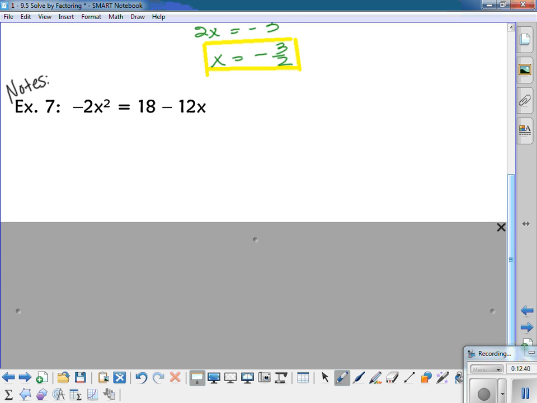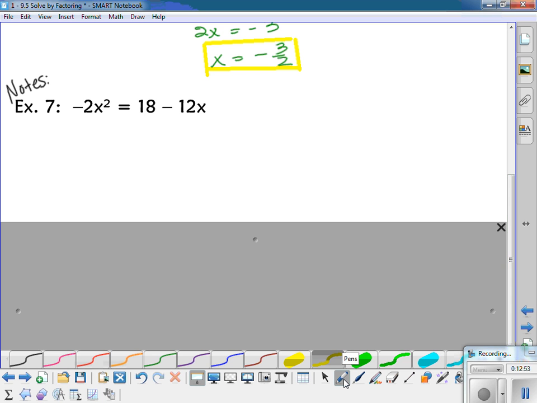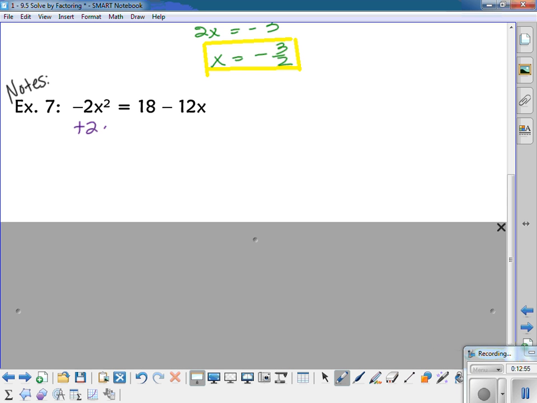All right, this one is also for your notes. -2x squared equals 18 minus 12x. Okay, so I don't like it when my leading term is negative. So what I'm going to do is go ahead and add 2x squared to both sides so that I have a positive leading term. And so I get 0 is equal to 2x squared minus 12x plus 18. And I rearranged it so it would be in standard form, and that way I could factor it more easily.